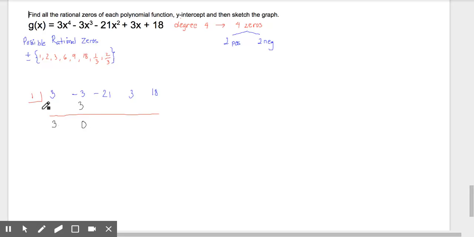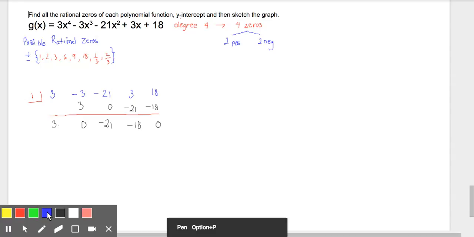This does not mean that 1 is already a 0. We have to continue. So 0 times 1 is 0. And negative 21 plus 0 is negative 21. Negative 21 times 1 is negative 21. We add and we get negative 18. We multiply by 1 and we get negative 18 right here. And we found a 0. So 1 is a 0 of g of x.